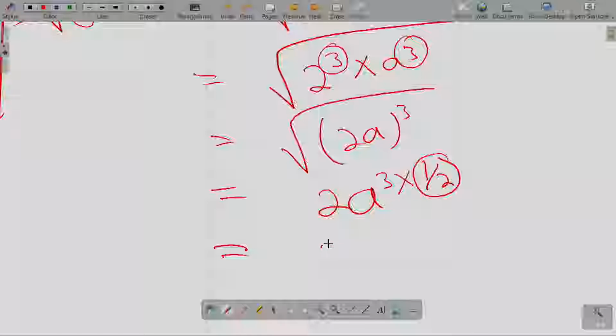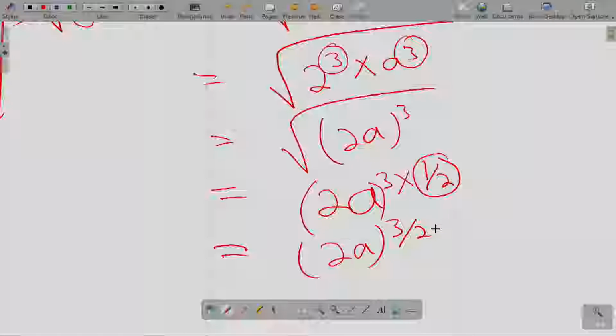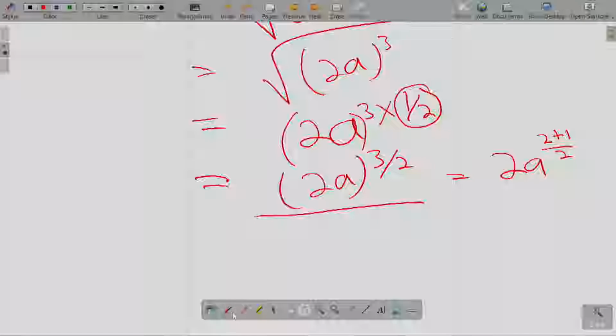This is equal to (2a) to the power 3 over 2. This is our answer. Also, we can write this answer as (2a) to the power 2 plus 1 over 2, since 3 is equal to 2 plus 1.